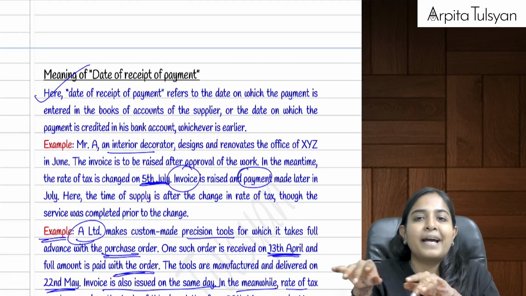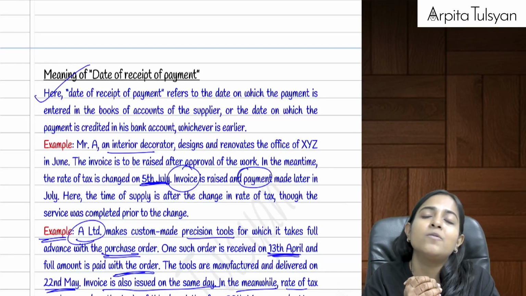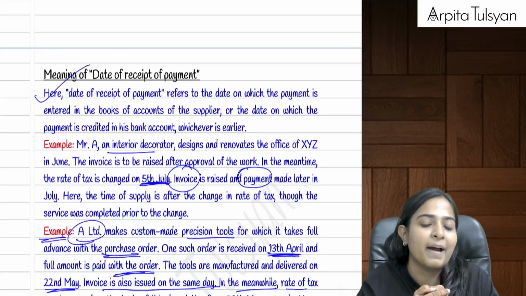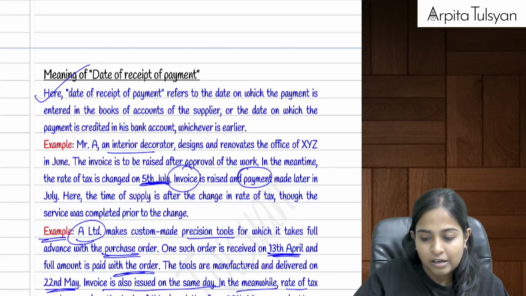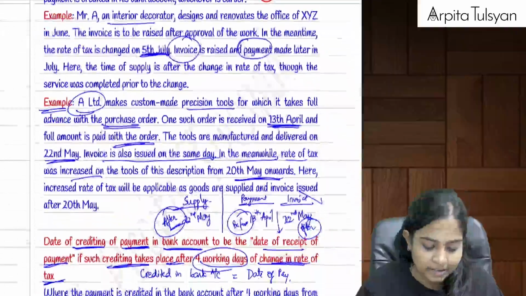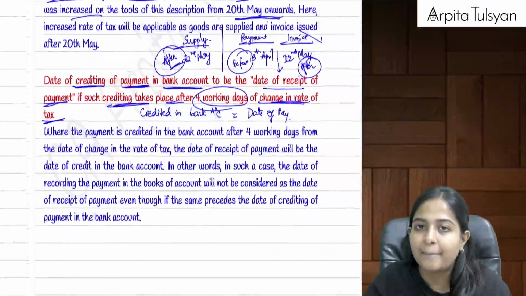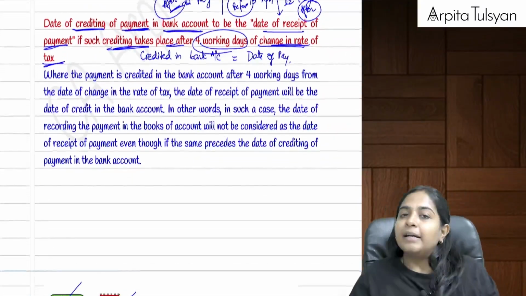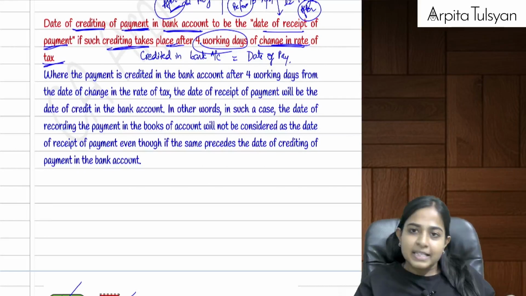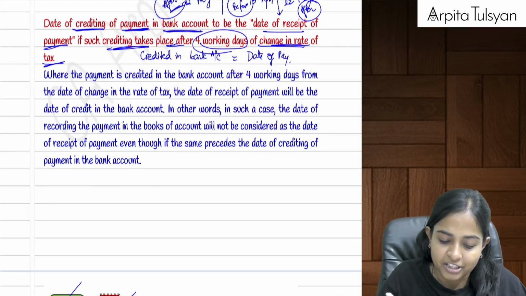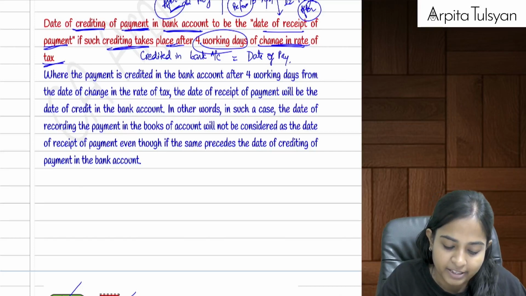The date when the supplier has entered the payment in his books of accounts, or the date when the amount has been credited in his bank account, out of these two, whichever is earlier. Okay, now listen. When this happened, at that time, people started misusing the provisions. Okay, everyone here, just try to understand.